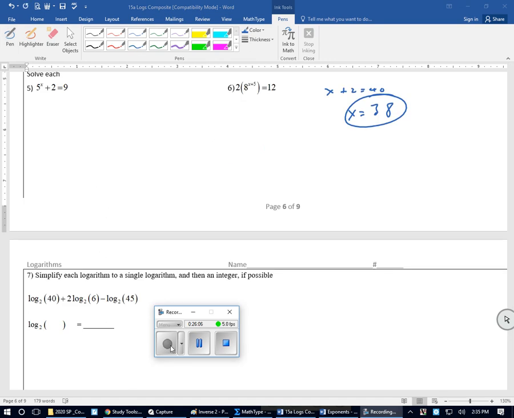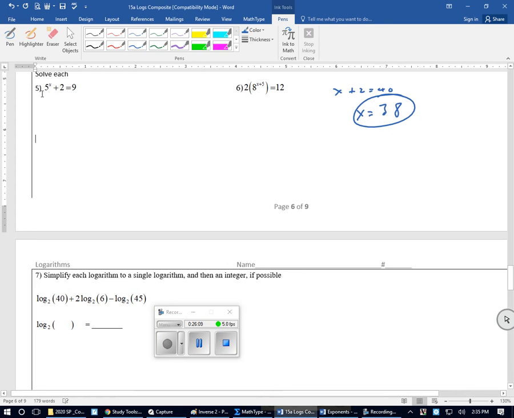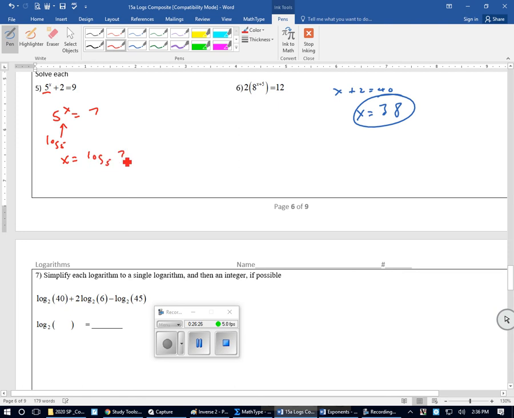Okay, here are two exponentials. We have to get the exponential by itself. We undo a base 5 with a log 5. And here it cancels, and I have x equals log 5 of 7. Make sure you see where I got that 7.